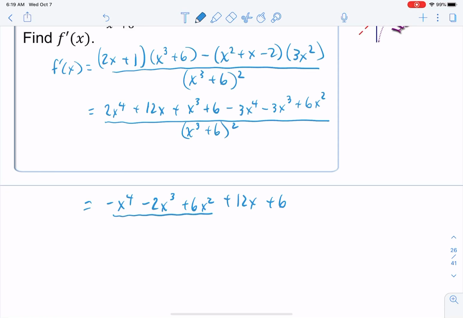Well, that's it. I mean, you could go through the effort of trying to factor that if you wanted to, but I'm not going to. I'm just going to leave it like that. And I have the first derivative.